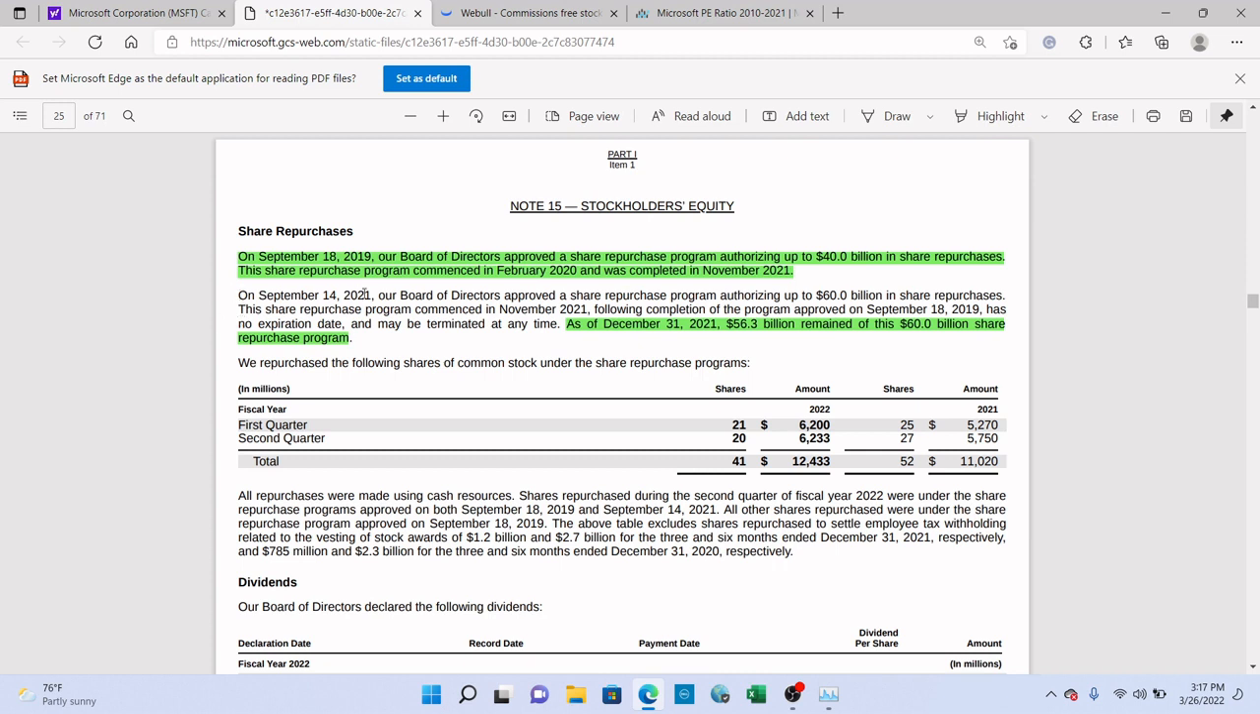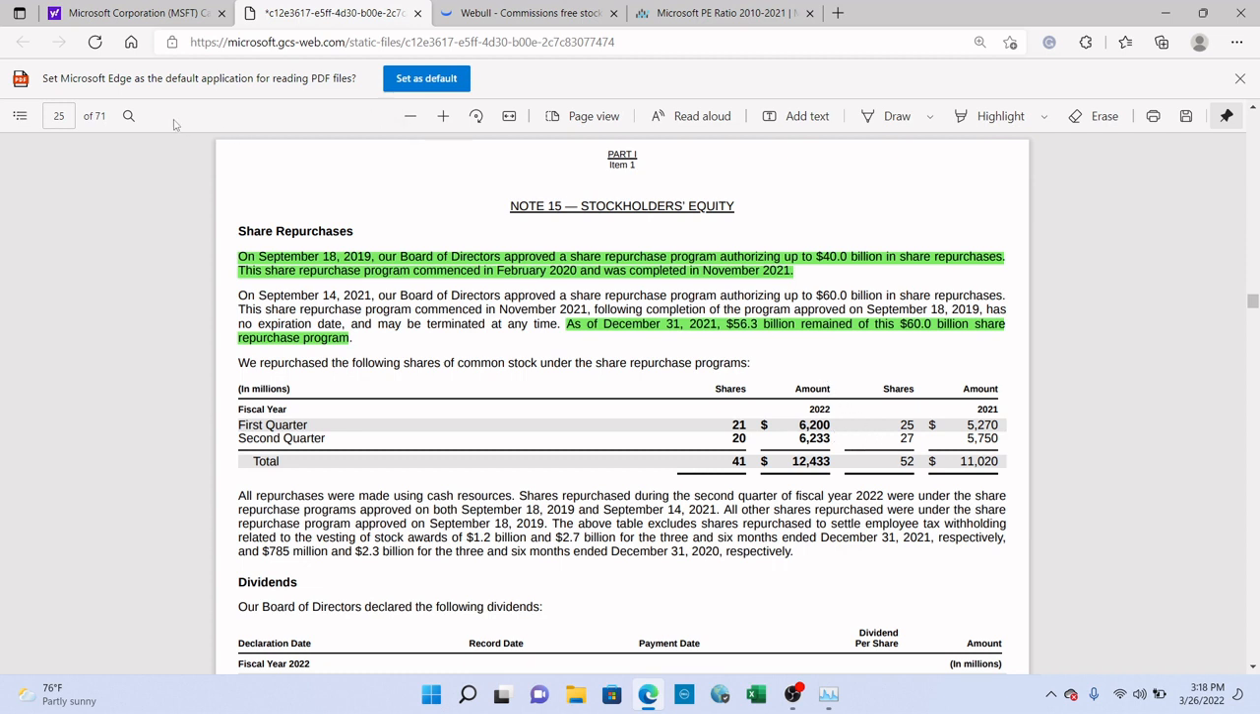Now here it says on September 14, 2021, they authorized 60 billion in share repurchases. As of December 31st, 2021, 56.3 billion remains. And here we can see how they're purchasing. In the first quarter, they bought 21 million shares. They spent about 6.2 billion. Second quarter, 20 million shares, spent 6.233 billion. So it looks like they're spending about 6 billion every quarter. You could kind of do the math here. This is probably going to last about 9 or 10 quarters if they do this consistently. So, this program might last 2.5 years or so.